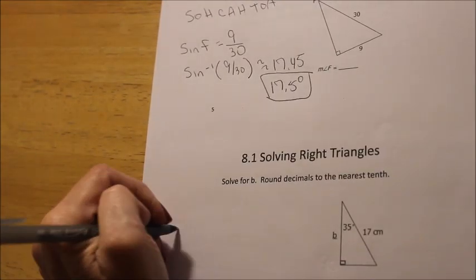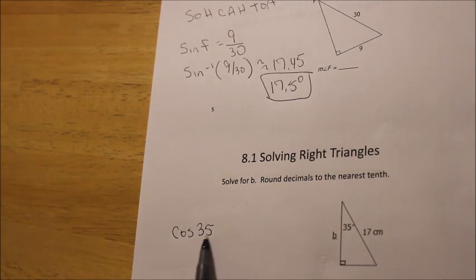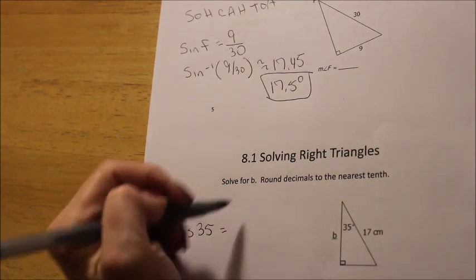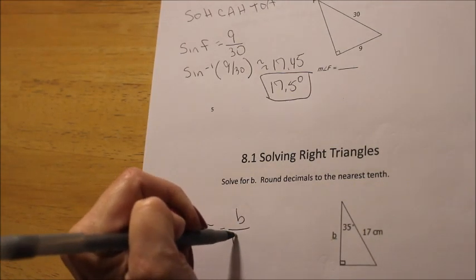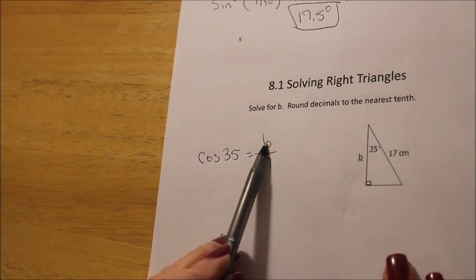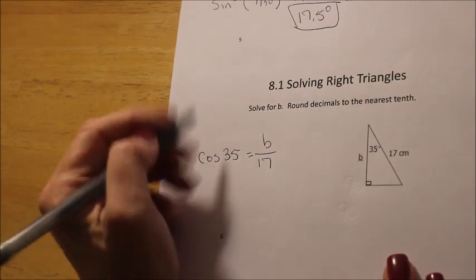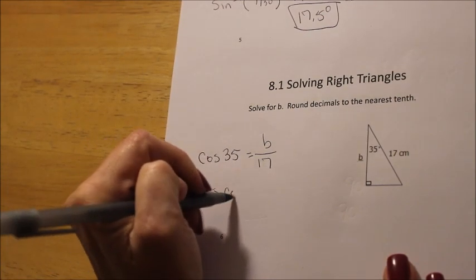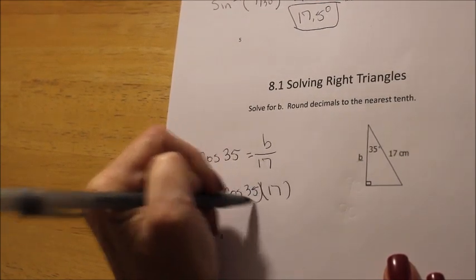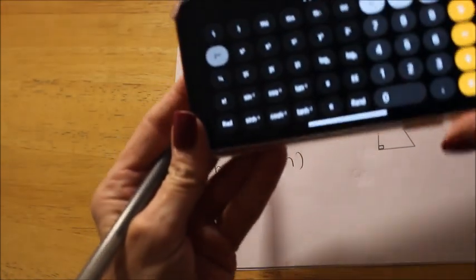Now I know the angle measure is 35. Remember, that's where your angle goes. Cosine of 35 equals the adjacent over the hypotenuse. Now think back to algebra. How would we solve that? Well, if your variable's in the numerator, you just simply multiply these two together. So we're going to take the cosine of 35 and we're going to times that by 17. Now, how would we punch that into the calculator?